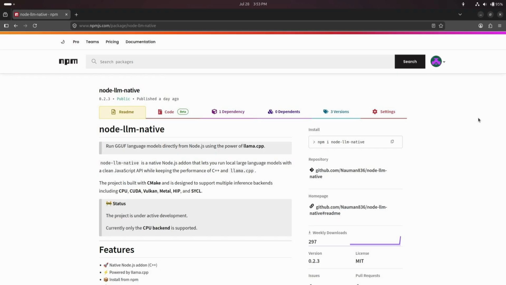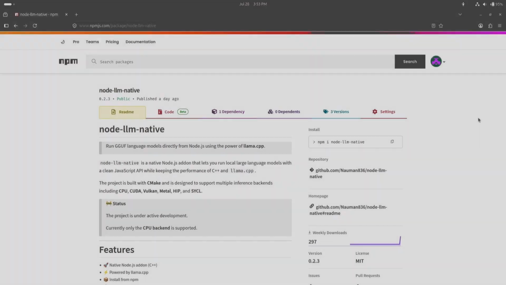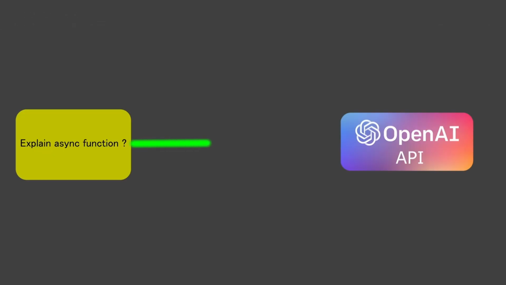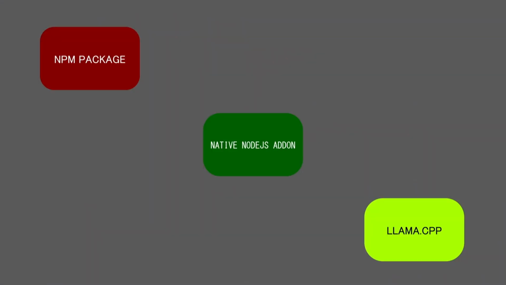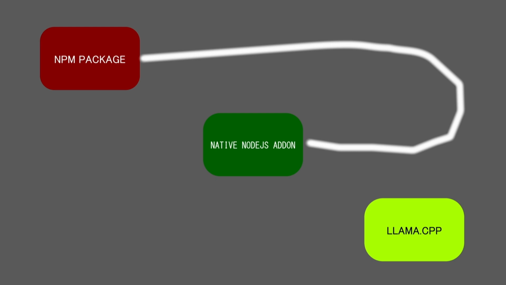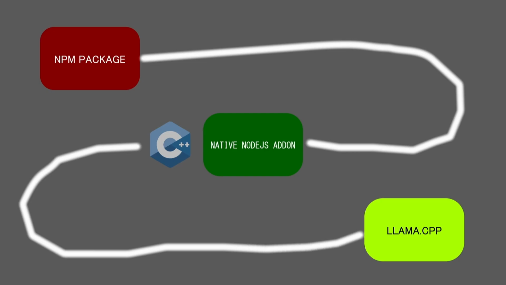In this video, I am going to show you an npm package that I built which lets you run GGUF AI models directly inside JavaScript. Instead of sending your prompts to an online API, everything runs locally on your own computer. Under the hood, the package uses a native Node.js add-on written in C++, and it uses llama.cpp as the inference engine. I'll explain how everything works and show you the complete architecture behind the package.